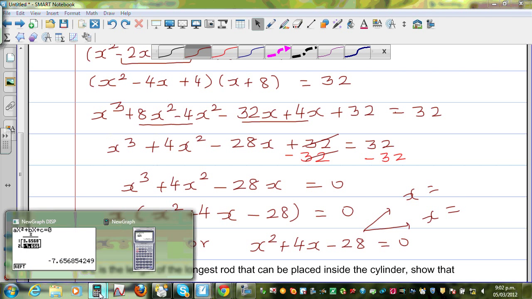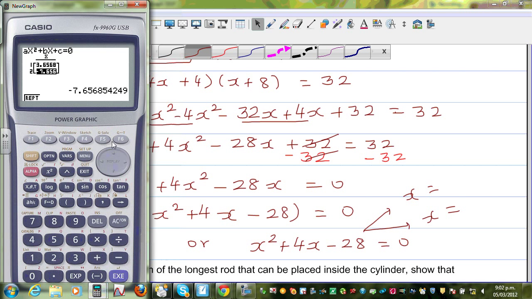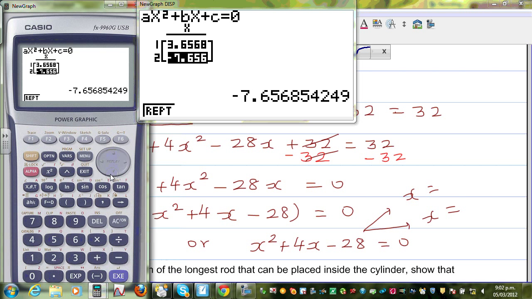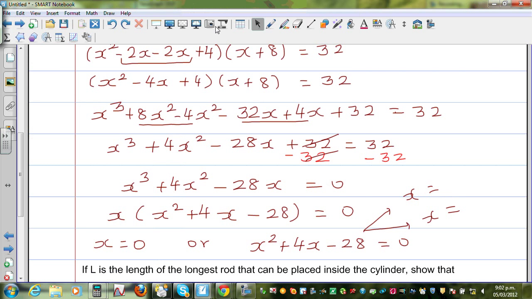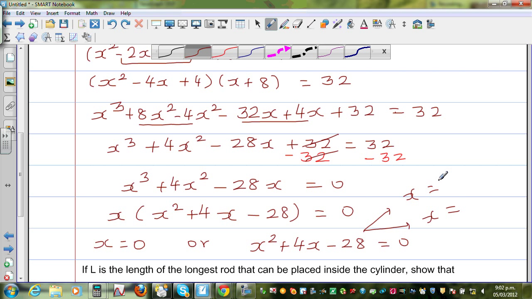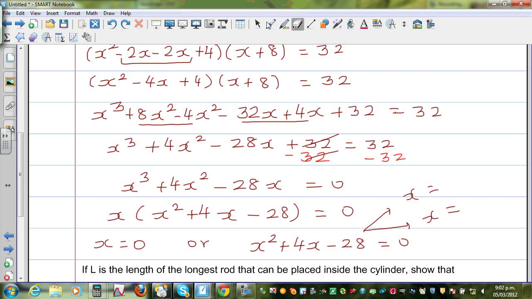What was the answer? I forgot. That is 3.66 and minus 7.66. So one answer is x is 3.66 in 2 decimal places. So x is 3.66 or minus 7.66.